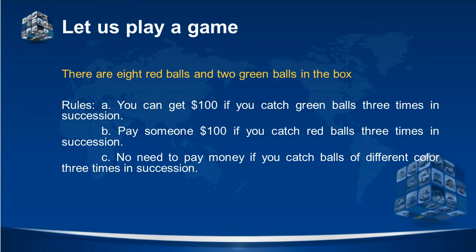Think about it, okay? There are 8 red balls and 2 green balls in the box. The rules: the first one, you get $100 if you catch green balls 3 times in a session. The second rule, you pay someone $100 if you catch red balls 3 times in a session. The last one, no need to pay money if you catch balls of different colors 3 times in a session.